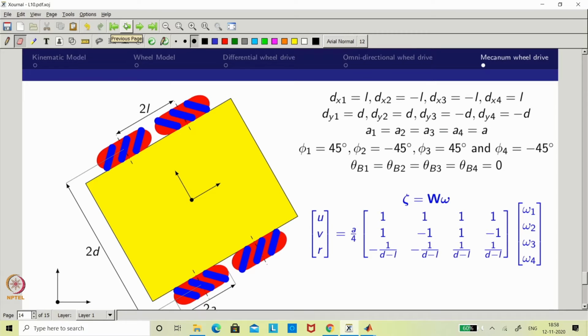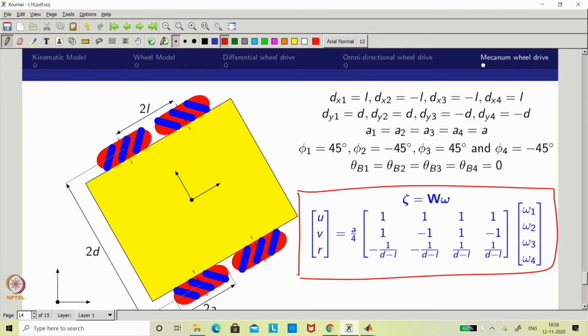Welcome back to lecture 10, part 3, where we are going to talk about the Mecanum wheel drive. I already gave the introduction in the last part. Now we will take the Mecanum wheel drive and address what we wanted to do in this simulation. For that we will use the equation we derived in lecture 8.